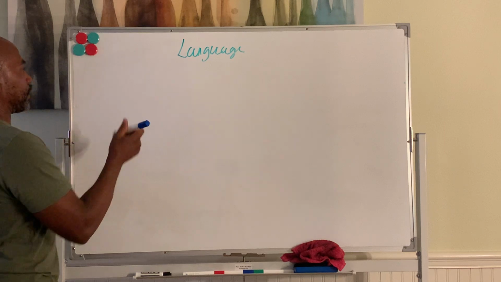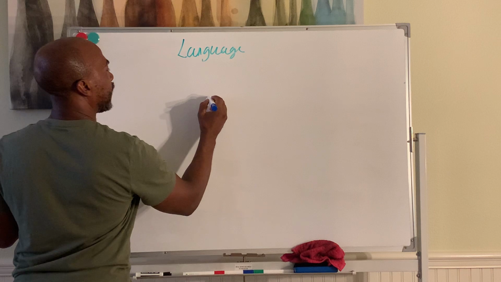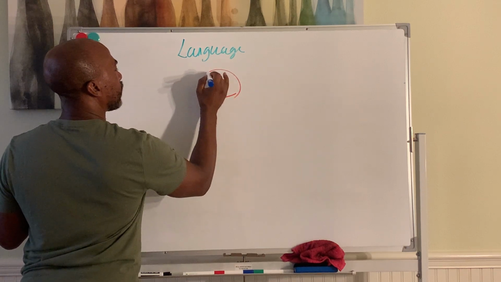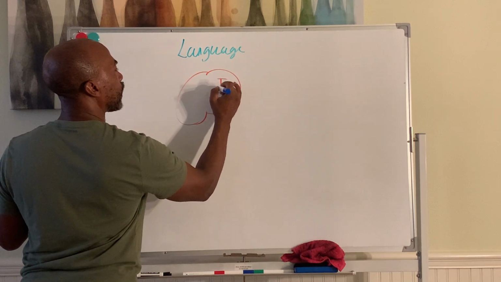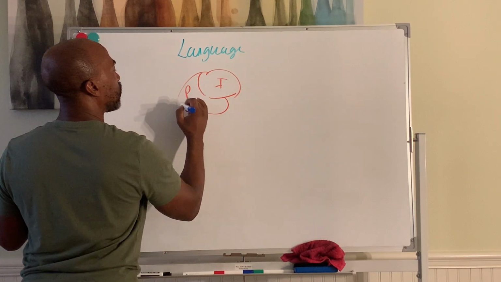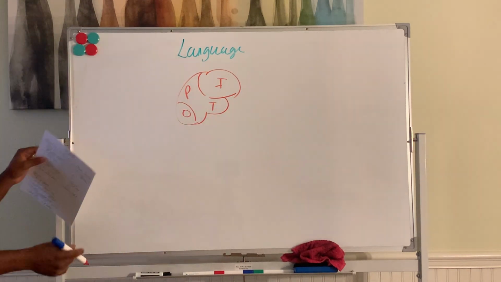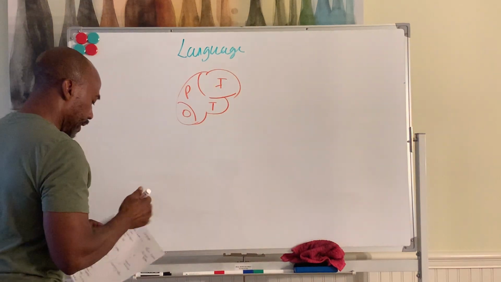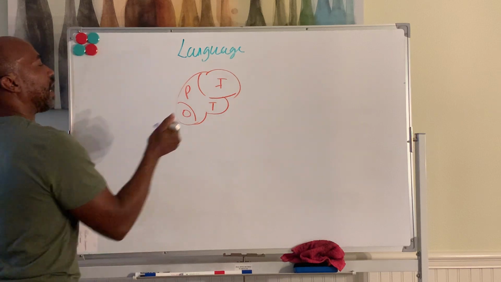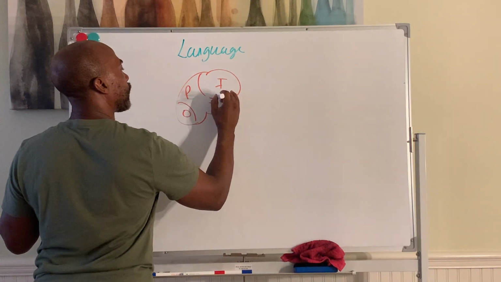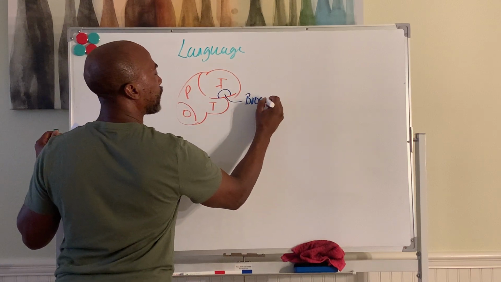So first is speech. This is the brain, like this. All right, that's the brain. We have the frontal lobe here, here's the parietal lobe, here's your occipital lobe, and here's your temporal lobe. In the brain, towards the side of the frontal lobe, you have an area here like this. This area here we call Broca's area.